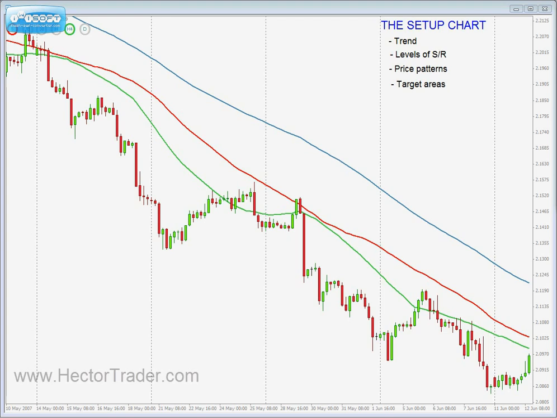The setup chart has, in my opinion, or the way I personally use it, four main uses, okay? Four main reasons to be used. That's trend establishment, then seeking levels of support and resistance, also trying to spot price patterns, and of course also defining what my target areas are going to be for any particular trade, should I decide to indeed take a trade, okay? All right, let's begin with the trend establishment.